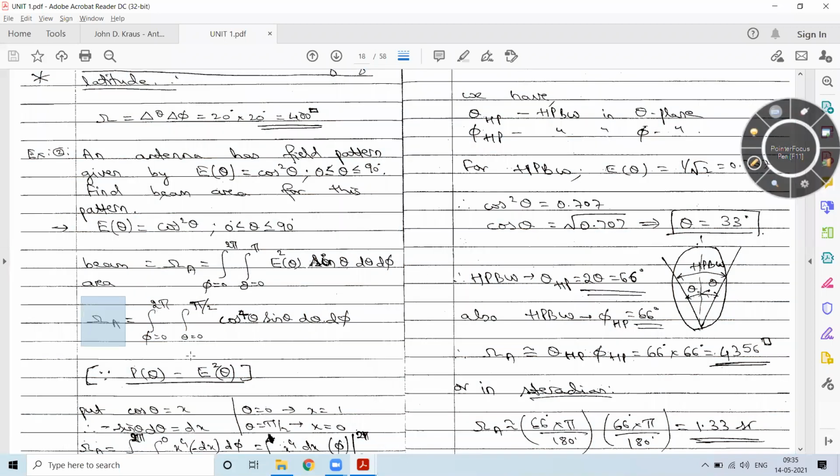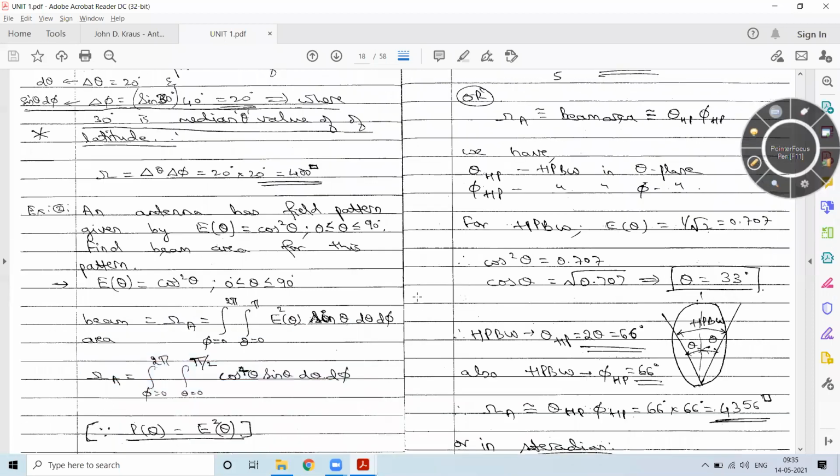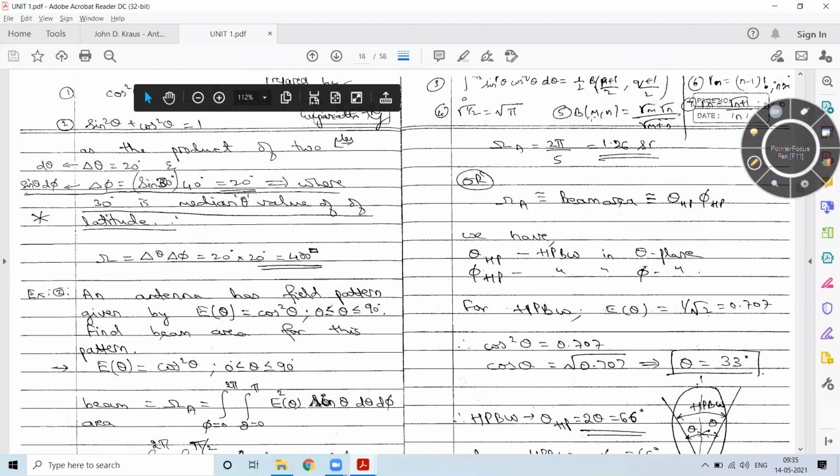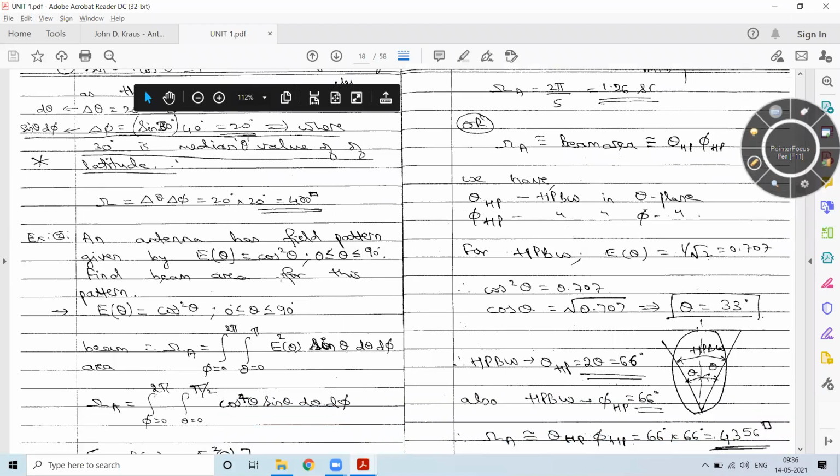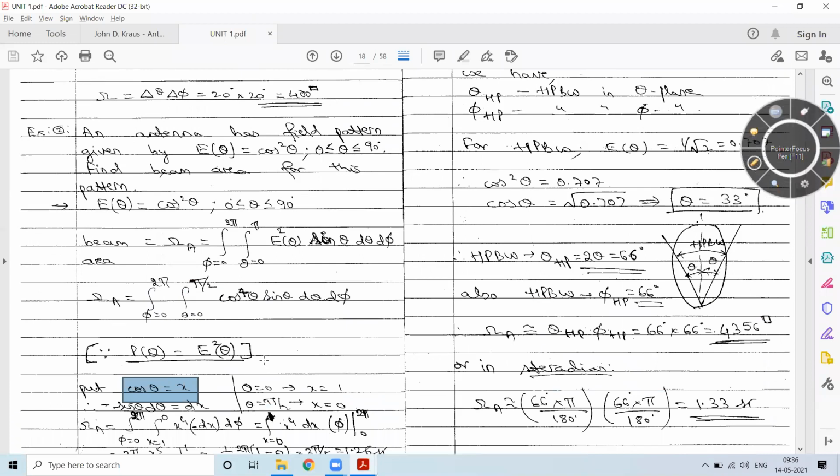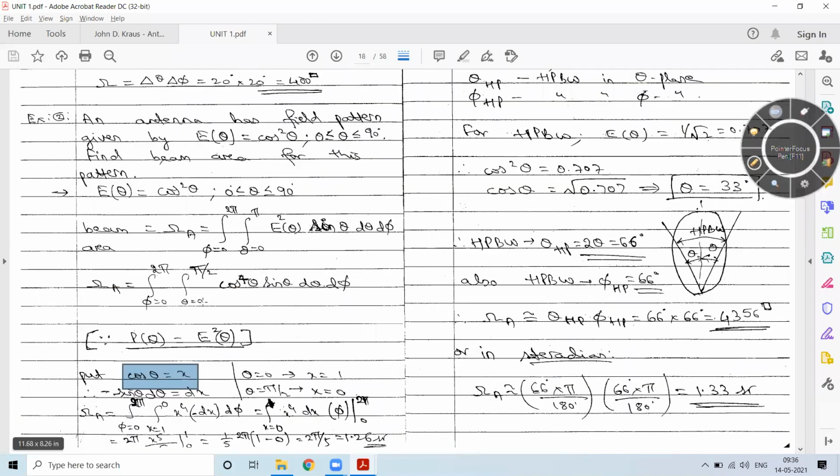Now to integrate this, you can either go for the substitution method or use the gamma and beta functions. Whichever you are comfortable with, you can go ahead with that. In this case, we use the substitution method, wherein we substitute cos theta equal to x. Therefore, minus sine theta d theta will be replaced with dx, and the limits: if theta is 0, x will be 1, and if theta is pi by 2, x will be 0.